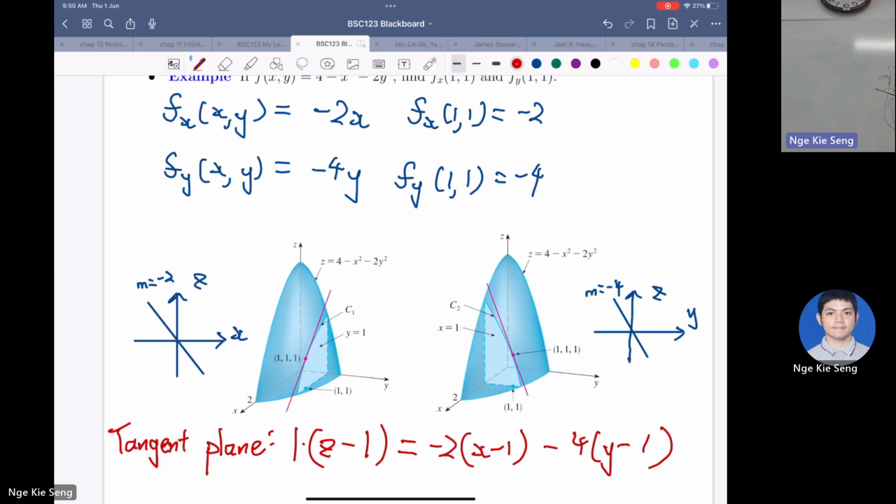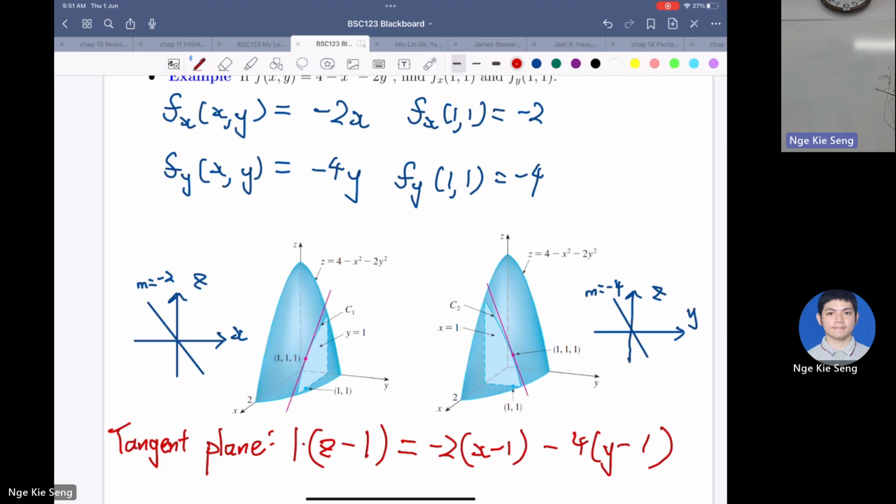Okay. So how to find the tangent plane? We use fx, fy evaluated at that point, and then 1 as the coefficient of z. And why do we put z minus 1, x minus 1, y minus 1? We centered the plane onto 1, 1, 1. Remember, when we want to shift the center of a circle, we also shift x, y to the center. So we take x minus a, y minus b if the center is (a, b). So my claim is this is the tangent plane at that point.